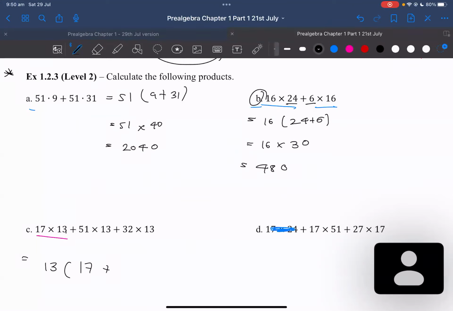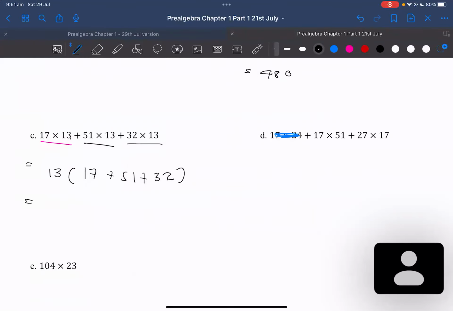The next one you're left with 51. If you take out 13 from here, and then you take out 13 from here, you're left with 32. Now it's one multiplication. Right? And then you add them together. What's 17 plus 51 plus 32? 100. So do it yourself as well. I know I'm giving you the answer, but keep doing it. If you haven't done it, please do it yourself as well. 17 plus 51 plus 32 is 100. 30 times 100, which is super easy. Just add a bunch of zeros.